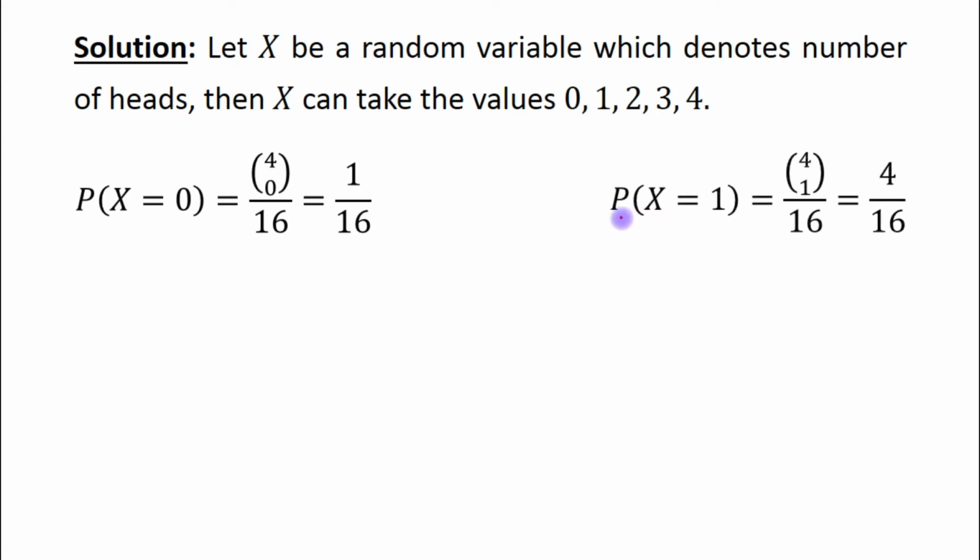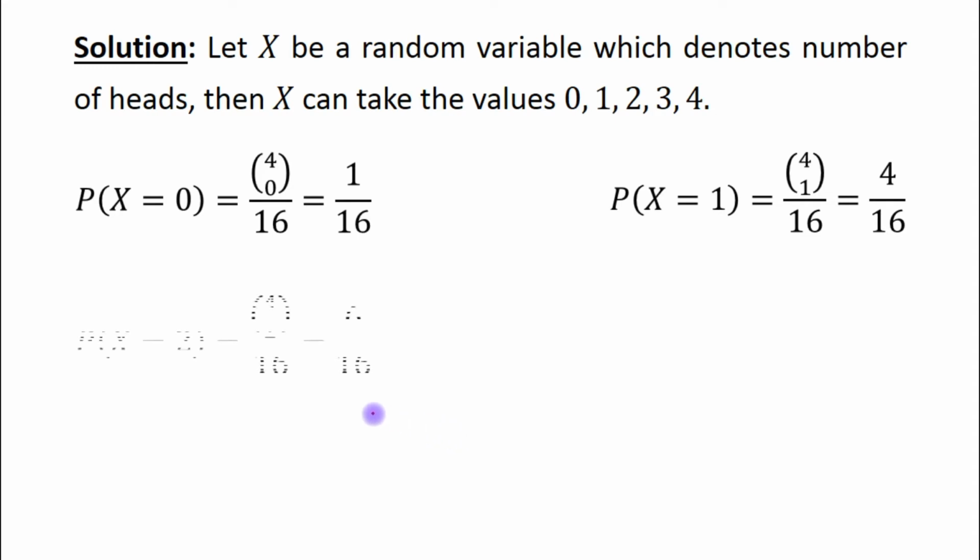Second one, P(X = 1), that means probability of getting 1 head. It will be equal to 4C1 upon 16, where the total number of outcomes will remain same. Numerator tells us that out of 4 tosses we get only 1 head. So 4C1 will be equal to 4. Remember, nC1 equals n.